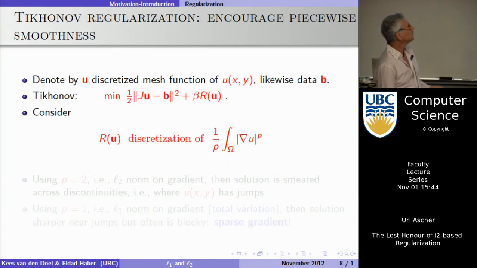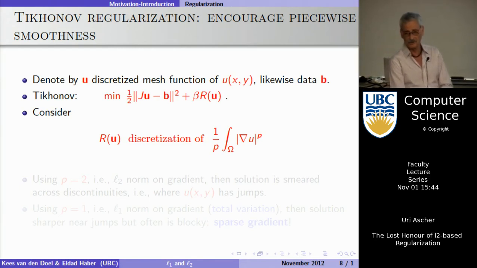And you want maybe to use some sort of a Tikhonov type regularization, which is the same formulation as before. Again, we have here a data fitting term. B is the data, the corrupted data. U is hopefully going to be somehow the cleaned data, and J would be either something like identity or like the blurring kernel in case of a deblurring problem. And then there's a functional R of U, and here R of U would be a discretization of this integral of the magnitude of the gradient of U to a power P. So the same P as before. The question is, what should we choose, P equal 1 or P equal 2?